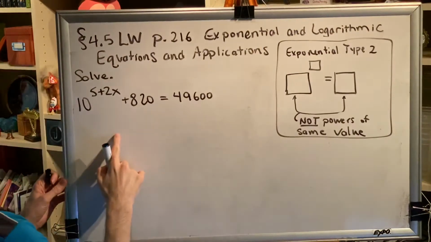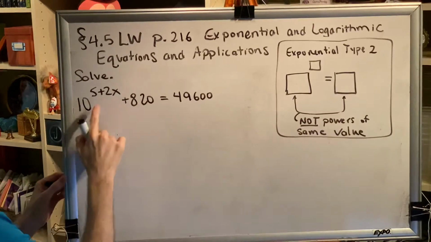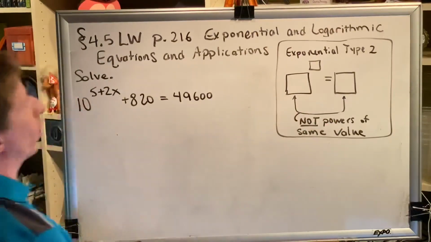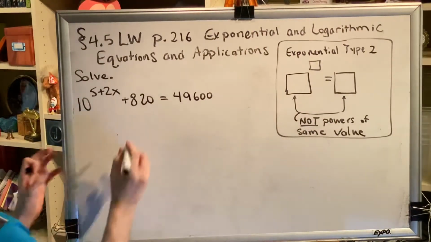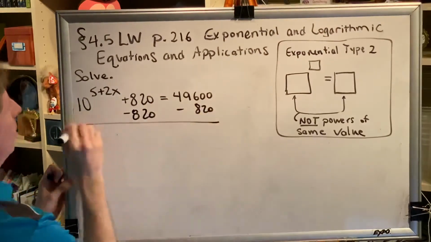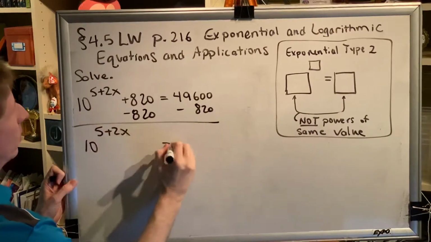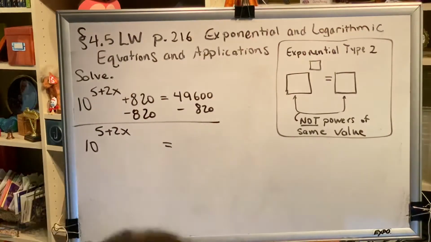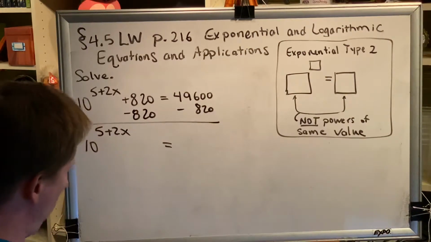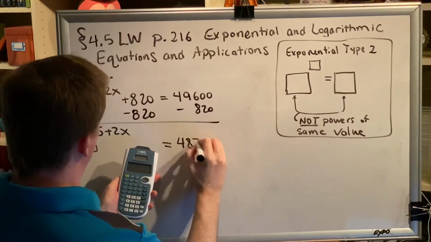So the first thing we recognize is that what we have here does not match what we see. What we have is base raised to exponent plus something equals something, and that is not the form that we're looking for. But we can create the form that we're looking for with subtraction. So minus 820 on both sides. And that leaves us with 10 raised to the power 5 plus 2x equals, and I'm going to use my calculator for this subtraction, 49,600 minus 820 is 48,780.